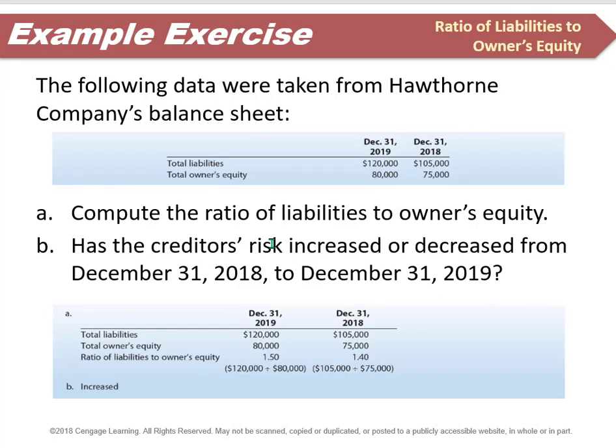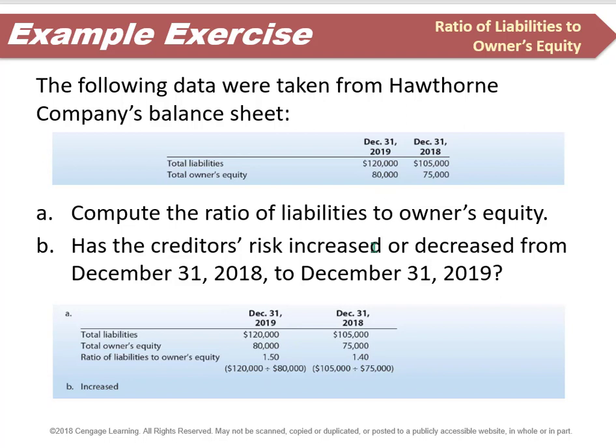And here's another example. This is from Hawthorne Company's balance sheet. They've got total liabilities of 120 and 105, and total owner's equity of 80,000 and 75,000. And the other thing you've got to do is make sure to look at these headings at the top and see which is the first year and which is the second year. Like 2018 is here, so we're moving this way from 18 to 19. So we can see that liabilities increased and owner's equity also increased, not on a one-to-one basis, but a little bit.